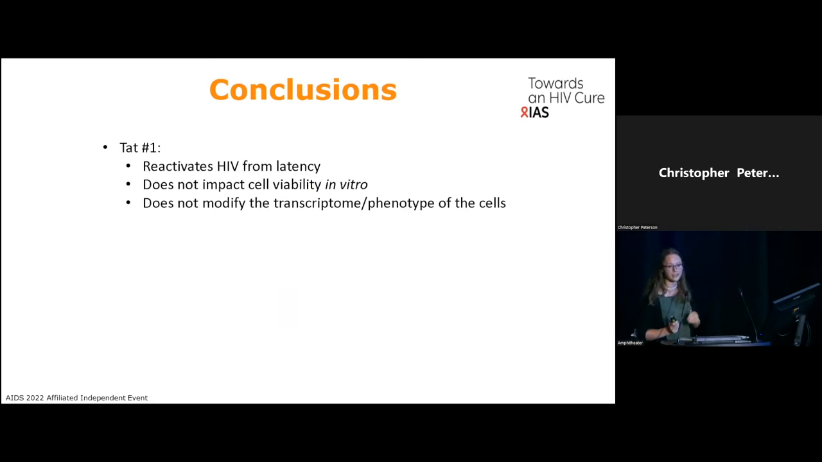So in conclusion, we are really excited that we found a TAT compound that reactivates HIV from latency, does not impact cell viability in vitro, and does not modify the transcriptome and the phenotype of the cells. You can also combine it with different latency reversing agents, such as the HDAC inhibitor panobinostat, and it will induce latency reversal in a higher proportion of latently infected cells compared to PMA/ionomycin. This is a median fold increase of around 4. It also reactivates the same clones as PMA/ionomycin, with some exceptions.